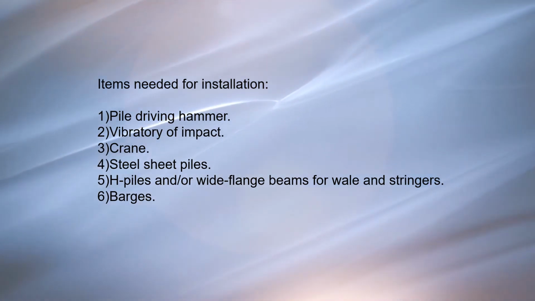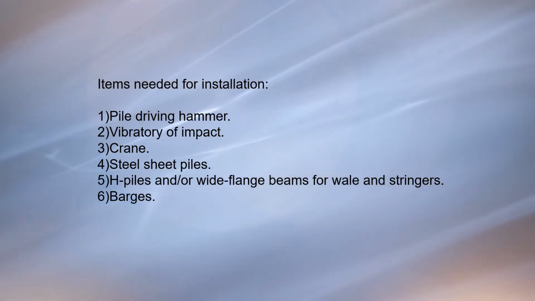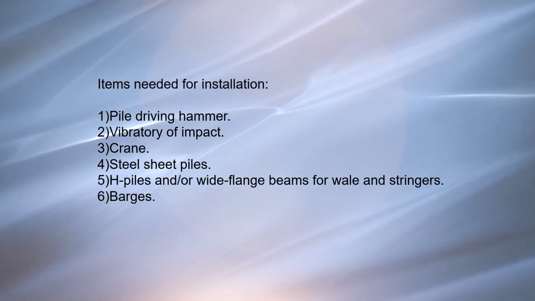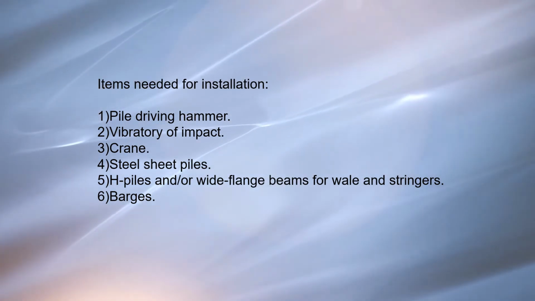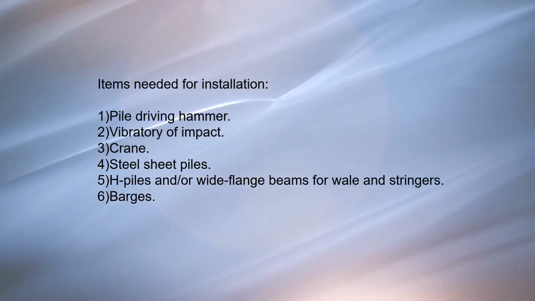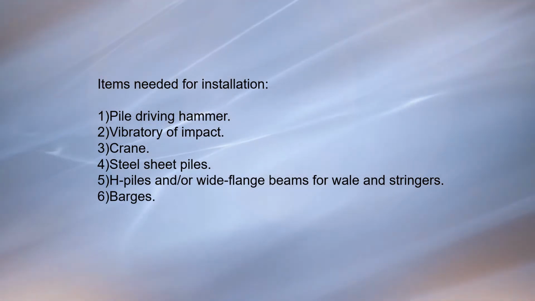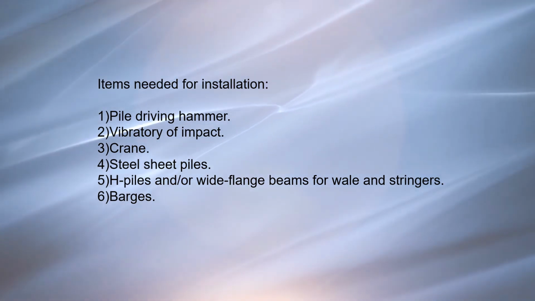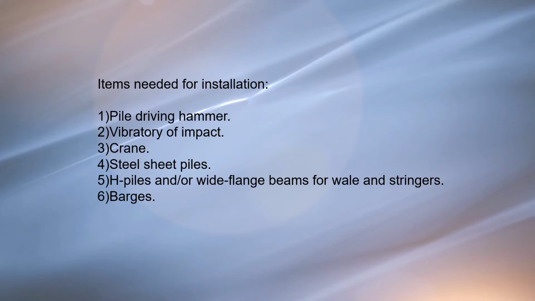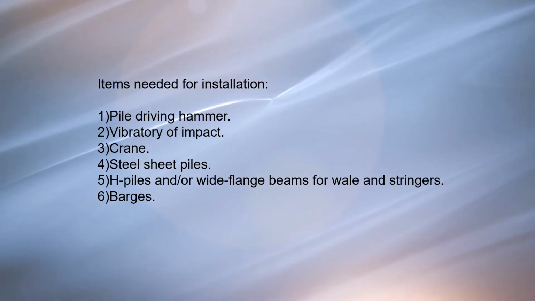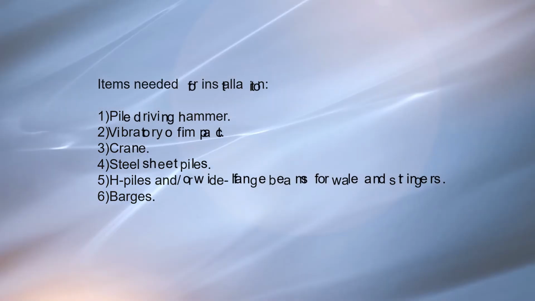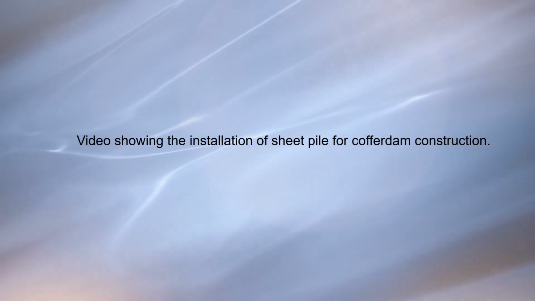Generally, there are several items needed for the installations. Number 1, pile driving hammer. Number 2, vibratory or impact. Number 3, crane of sufficient size. Number 4, steel sheet piles, which are typically used. Number 5, H piles and or wide flange beams for the wales and stringers. And finally, number 6, a barge may be required. Now let's look at a video showing the installation of sheet pile for cofferdam construction.